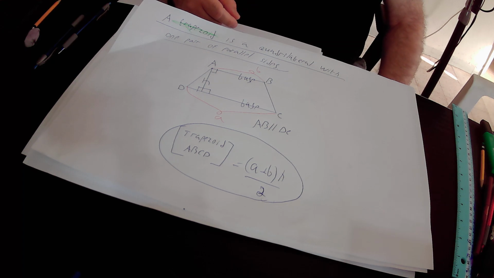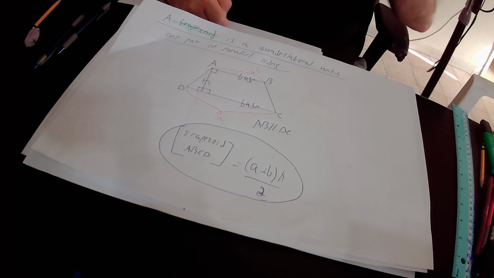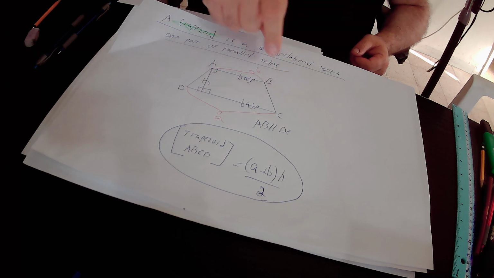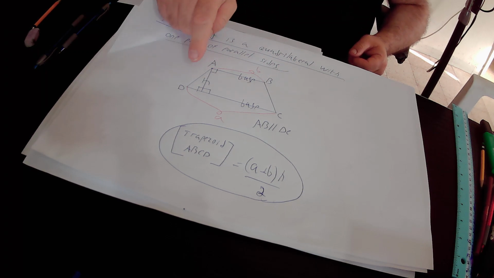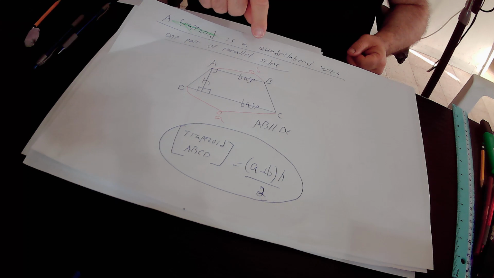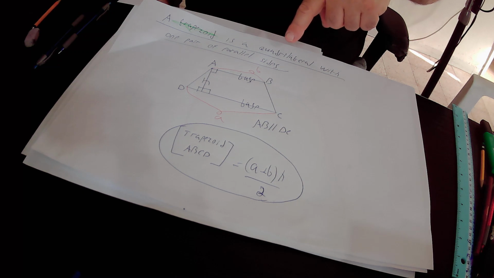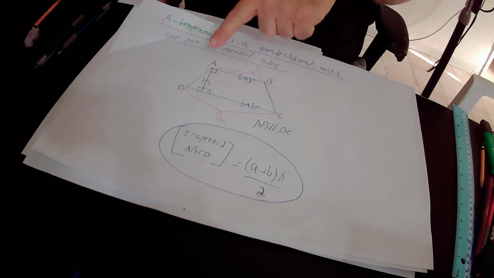And what is the area of this trapezoid ABCD? The area of trapezoid ABCD equals the sum of its two bases. In this case, the first base is AB, and the second base is DC. But AB equals B and DC equals A. So the sum of the two bases is A plus B, times the height, that is h, over 2. Repeat again: the area of this trapezoid ABCD equals the sum of its two bases, that is A plus B, times the height h, over 2.